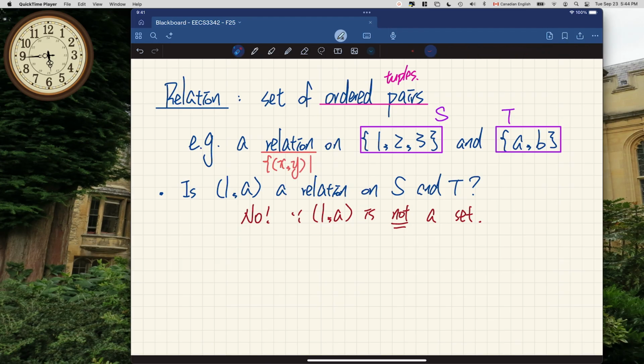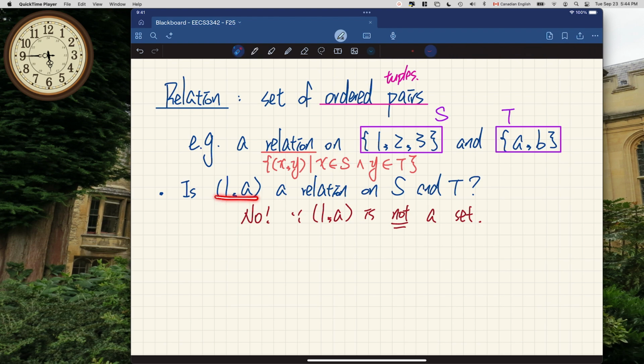So this is the first element in the pair. This is the second element in the pair. X should come from S, and also Y should come from T. Right? It's a very simple set comprehension formulation to talk about what a relation is in the most general way. Given this definition here, let's now answer some basic questions just to clarify understanding.